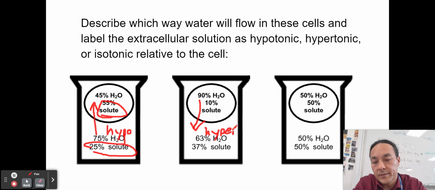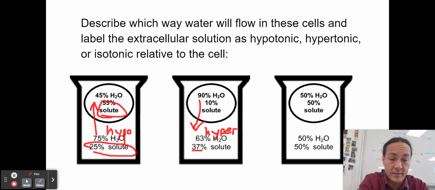It has relatively less free water, and it has more solutes. So water is going to flow from high to low, or from areas of lower solute concentration to areas of higher solute concentration. So when the cell shrinks, hypertonic. When it bloats up, hypotonic relative to the cell. And the cells can't control this because the aquaporins are open. These protein channels are open.